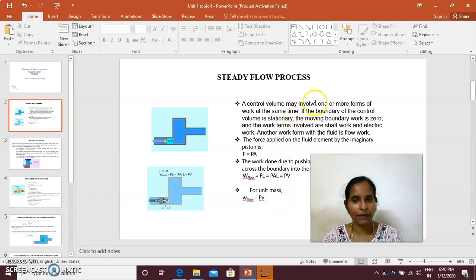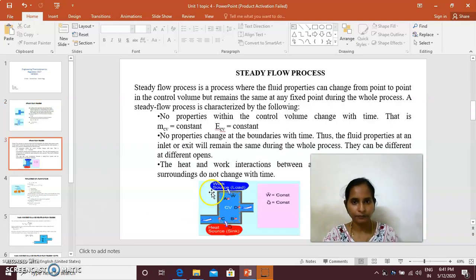A control volume may involve one or more forms of work at the same time. That is, not only mass transfer but all sorts of energy transfers: heat, work, kinetic energy, potential energy, magnetic energy. All sorts of energies can interact with this control volume. So this is the control volume, this is the boundary, and this is the control surface around the control volume. For unit mass, the flow work is P into V.